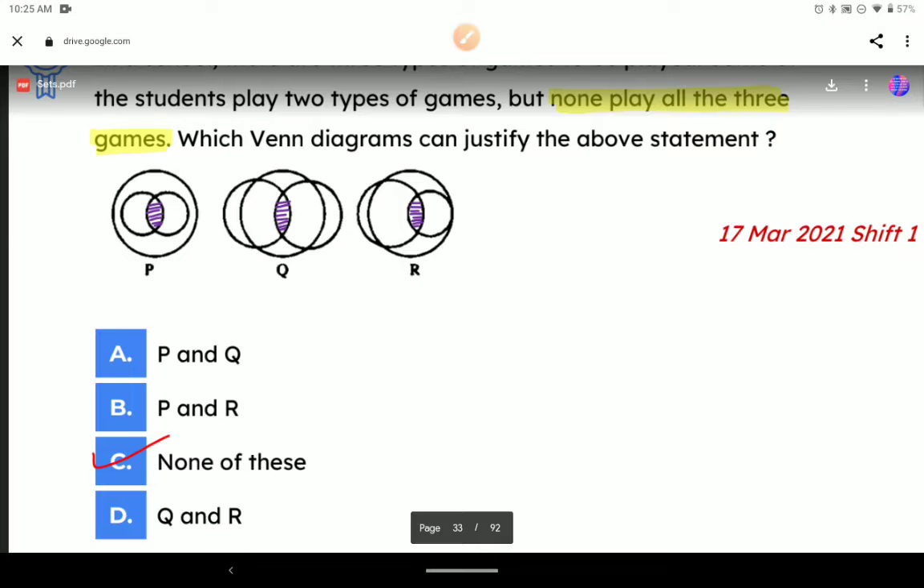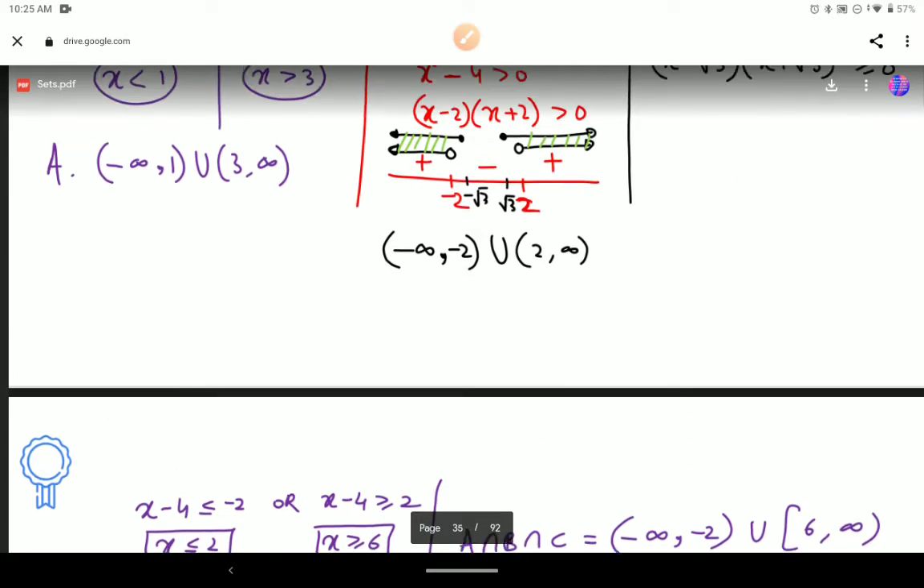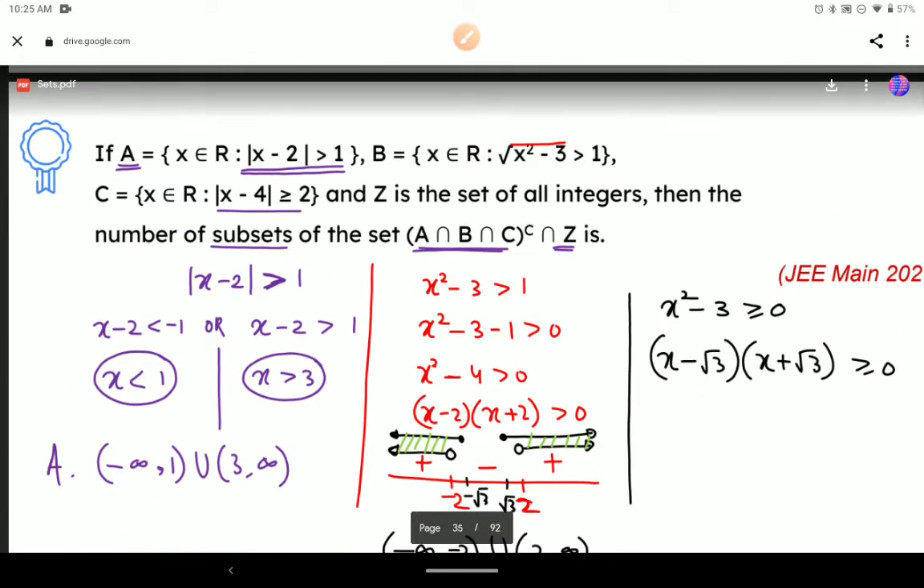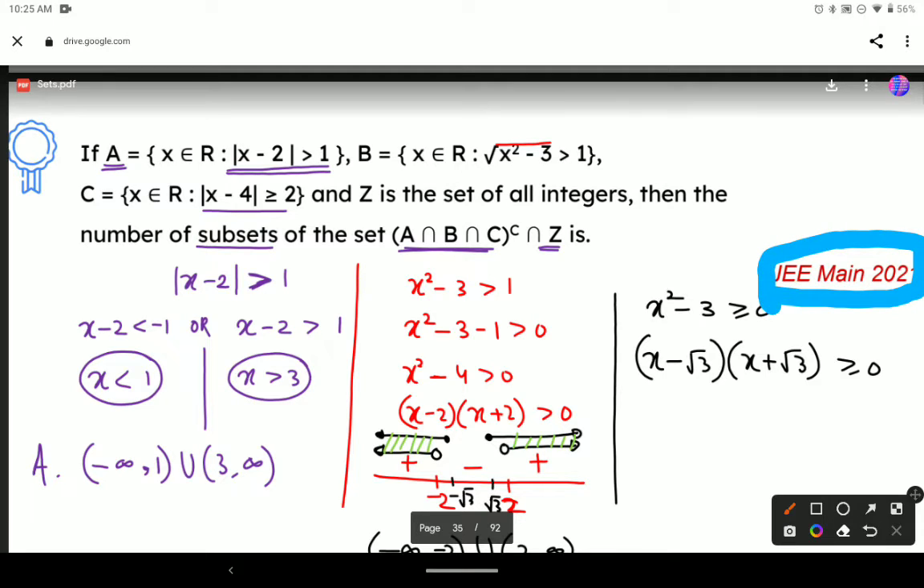See how easy it is if you put your brain into this question. These questions are all in the same manner, and you should know inequalities and some conditions for this question. Here it is given that modulus of x minus 2 is greater than 1, root of x square minus 3 is greater than 1, and mod x minus 4 is greater than or equal to 2, and Z is the set of all integers. Then find the number of subsets of the set A intersection B intersection C whole complement. This is a JEE 2021 question.